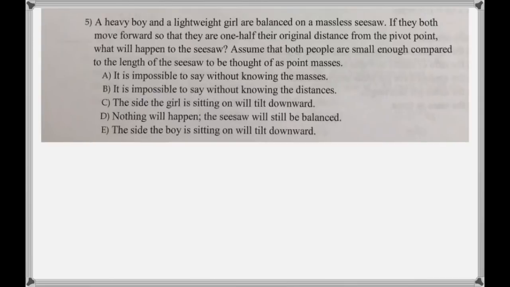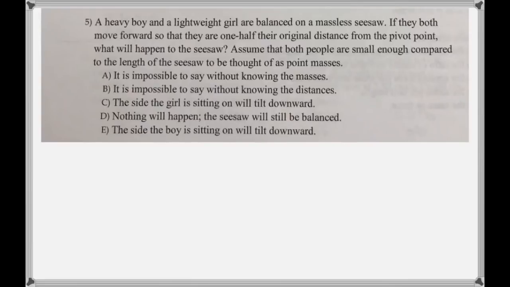Now here is an easy one. A heavy boy and a lightweight girl are balanced on a massless seesaw. If they both move forward so that they are 1/2 their original distance from the pivot point, what will happen to the seesaw?